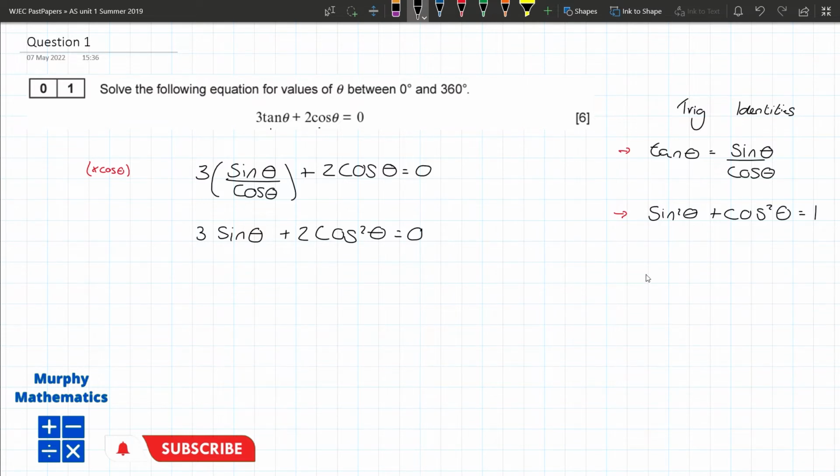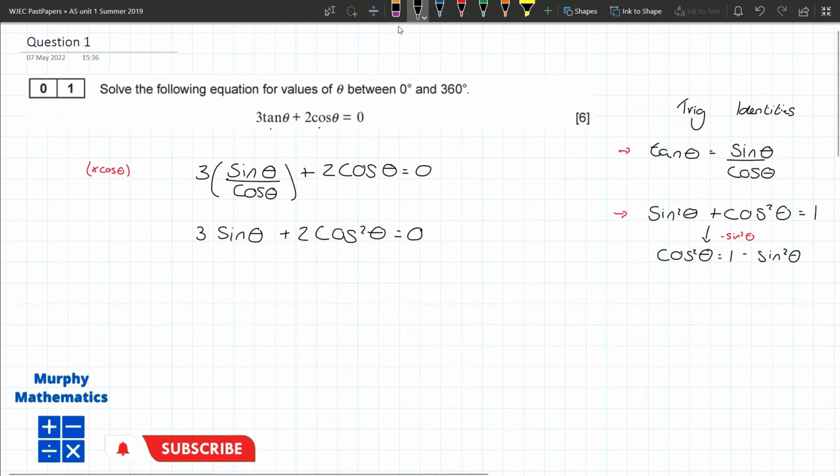Okay, so now I'm going to use my second trig identity, sine squared theta plus cos squared theta equals 1. Firstly, I'm going to have to rearrange this in terms of cos squared theta. So I'm going to have to minus sine squared theta from both sides to get cos squared theta. So I'm going to have cos squared theta equals 1 minus sine squared theta.